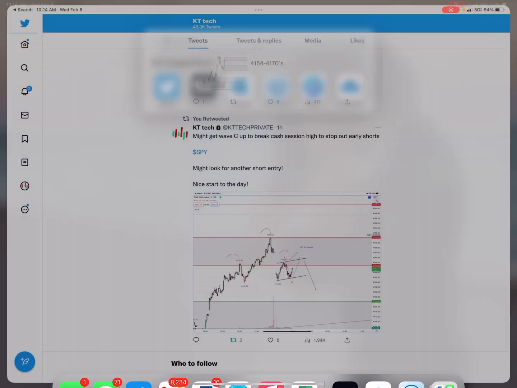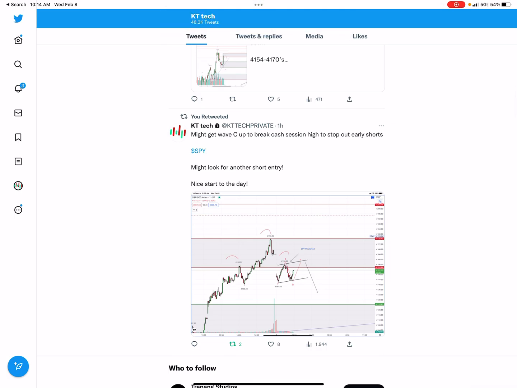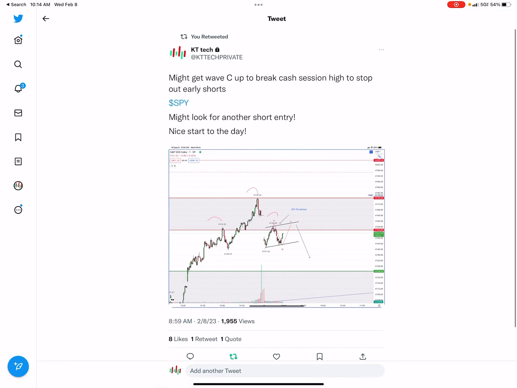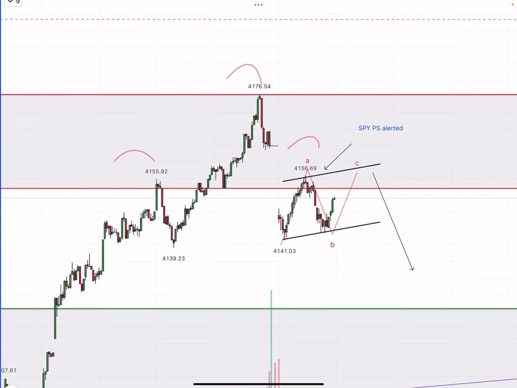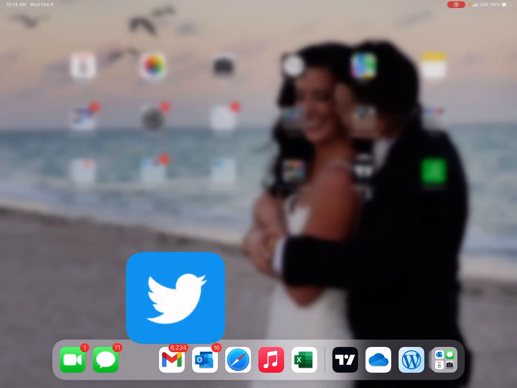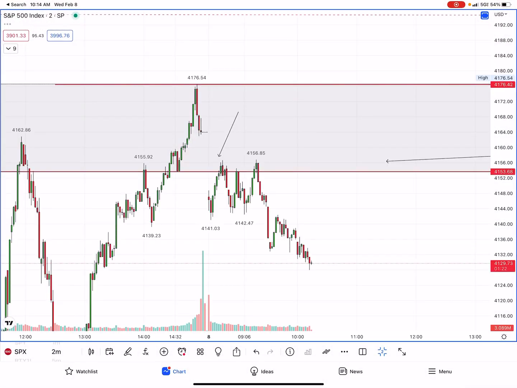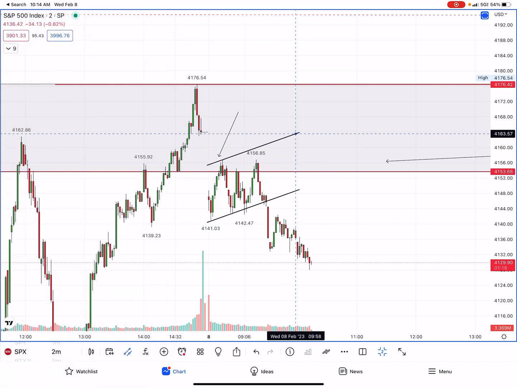All right, so if we go into my notes in the tweet, guys, I had closed my puts out, and then I said we might get wave C up to break the cash session high, stopping out early shorts, aka they're going to use retail shorts' stops as liquidity. Looking for a high, right? So that was the first exit. Looking for a break above 41.56, and then a breakdown from the bear flag. Also looked like a head and shoulders. You can see, guys, that is exactly what happened here, right?